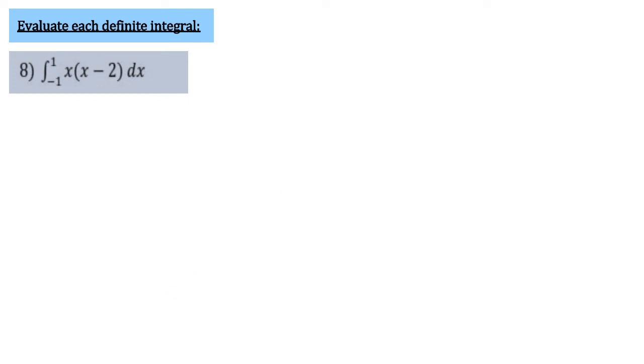Evaluate each definite integral. Number 8. The integral from negative 1 to 1 of x times x minus 2 dx. So first, I'm going to expand the bracket. So it's going to be x times x, x squared, minus 2x.